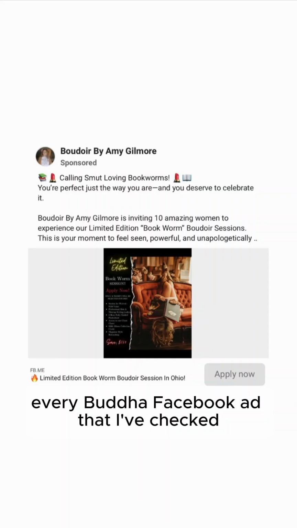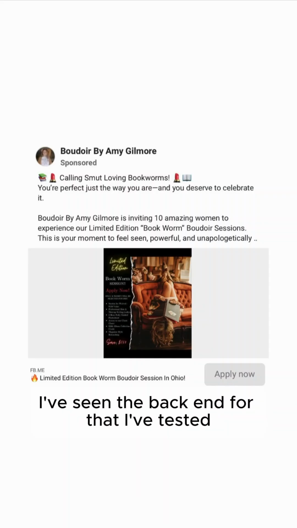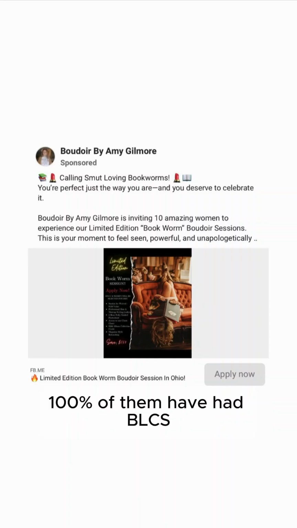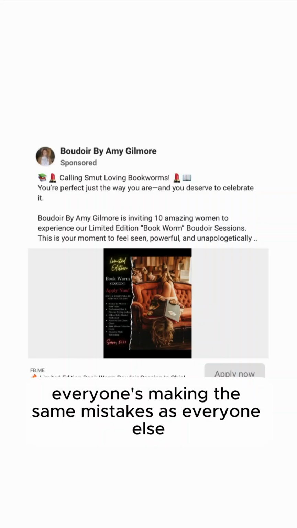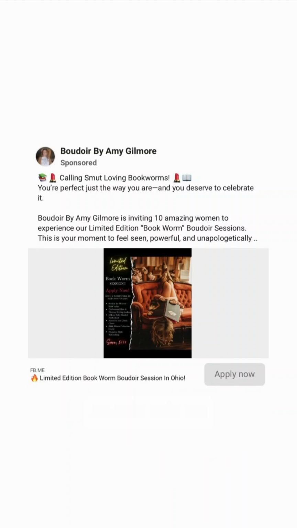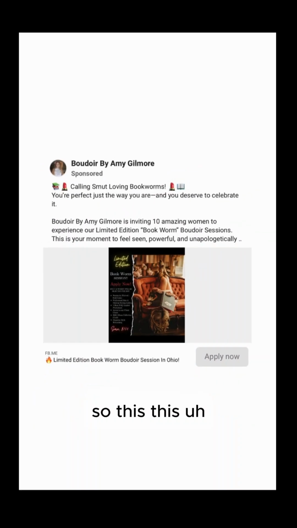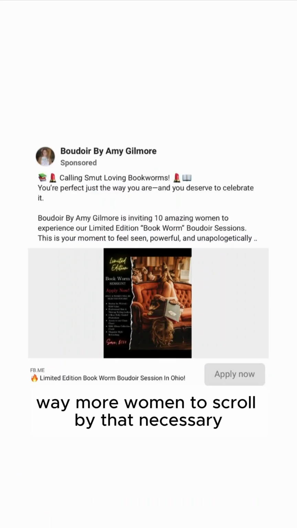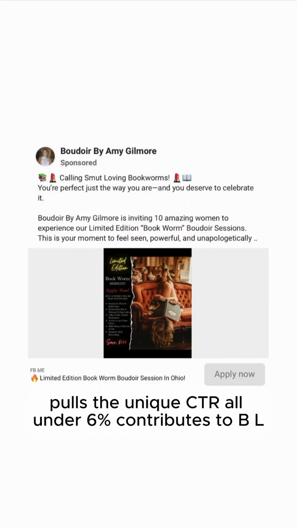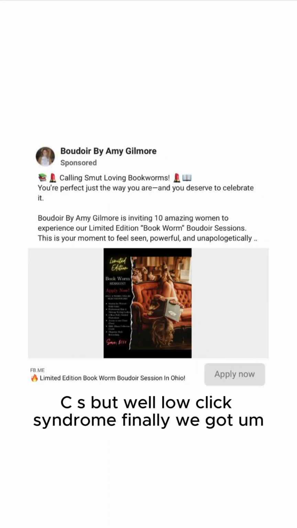Well, every Boudoir Facebook ad that I've checked, that I've seen the back end for, that I've tested, 100% of them have had BLCS, Boudoir low click syndrome, unique CTR all under 6%, because everyone's making the same mistakes as everyone else. So this looks-like-an-ad mistake causes way, way, way more women to scroll by than necessary, pulls the unique CTR all under 6%, and contributes to BLCS, Boudoir low click syndrome.